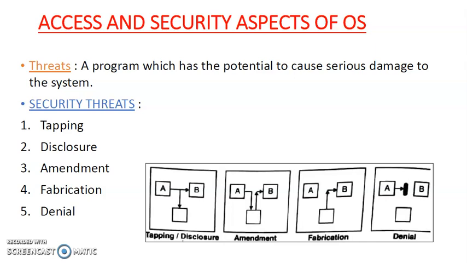Okay. So tapping and disclosure are the passive threats and the remaining ones are active threats. That is, tapping and disclosure are passive, and amendment, fabrication and denial are active threats. Okay. The next part related to threats or the security aspect we'll learn in the next lecture.